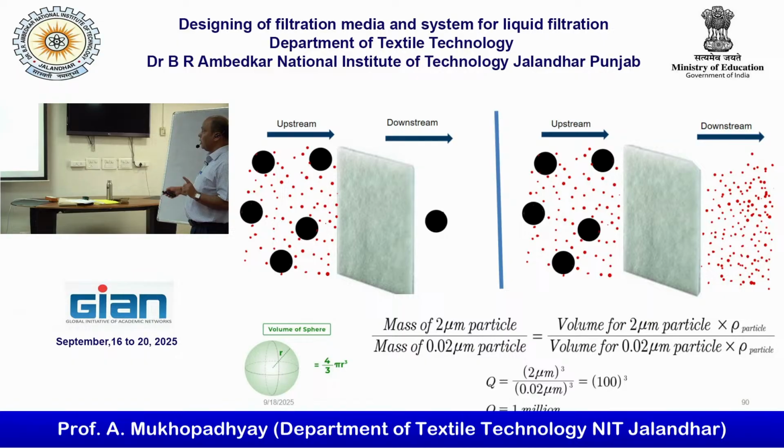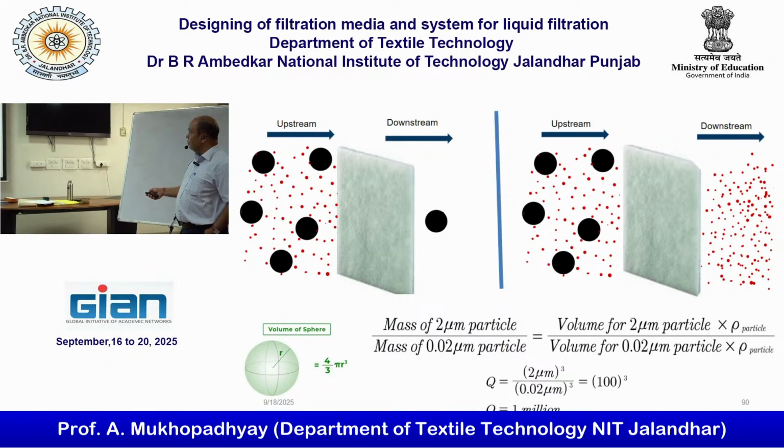Suppose from this picture it will be clear, although I have discussed this issue in my earlier class. Suppose in downstream you are having one particle. Upstream is the same in both cases, with the same filter media. Here I am talking about a 2 micron particle. On this side you have 1 million particles of 0.02 micron. If you take the mass of the 2 micron particle divided by the mass of a 0.02 micron particle, what will be the ratio? 1 million, because this will be the volume.